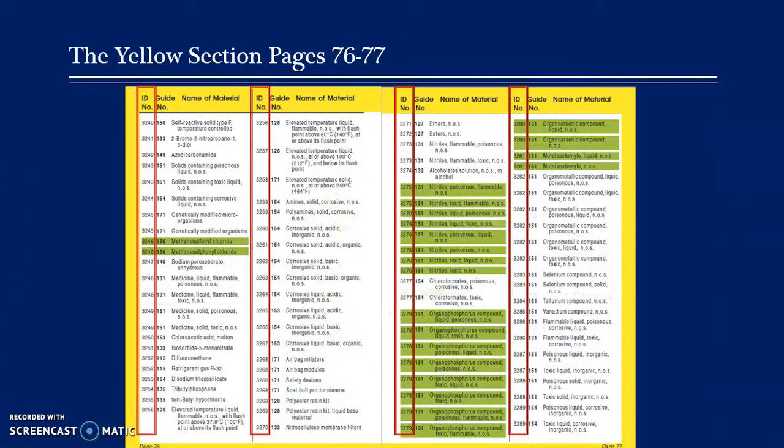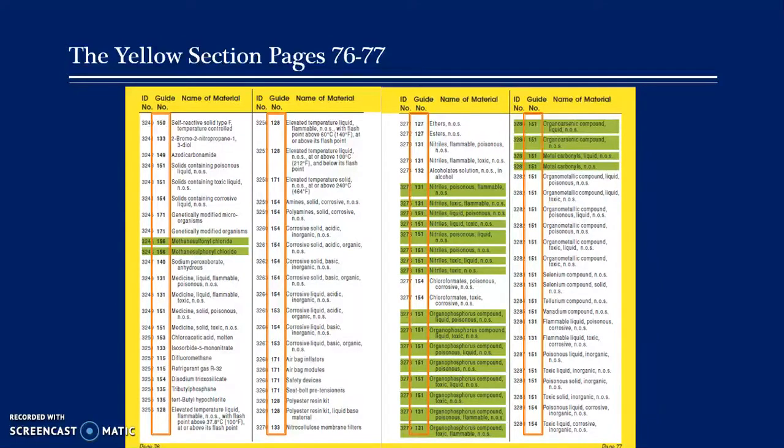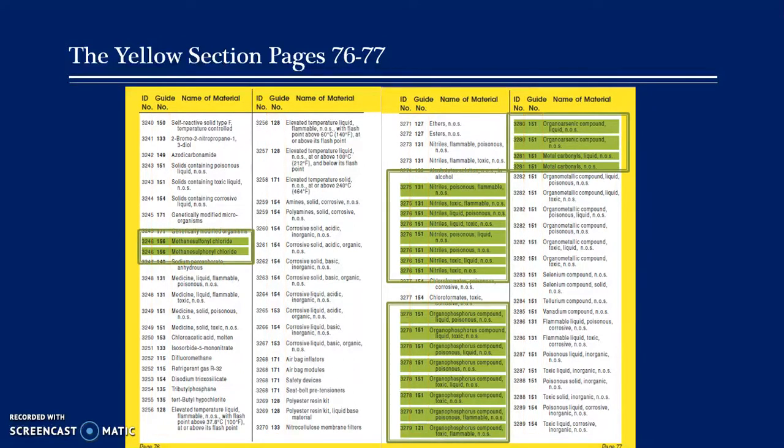Here you will find a list of materials in numerical order by their UN ID number. The second column provides the substance's specific 3-digit guide number, and that will refer to an action guide located in the orange section. Please note that some substances in this section are highlighted in green, and they should be treated specifically by referring to the green section for initial isolation and protective action distances, after which the orange section may be consulted for other safety measures.